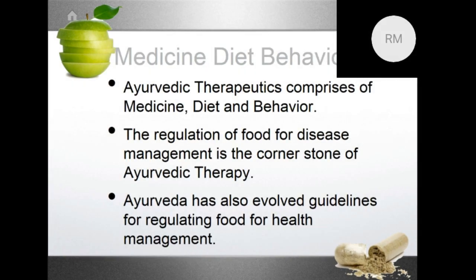So when Ayurveda gives treatment, it comprises of three things, that is medicine, diet, and behavior. So the regulation of food for disease management is the cornerstone of Ayurvedic therapy. So when Ayurveda talks about food and diet, it also talks about its medicinal properties. Although I want to emphasize again that medicine is another component. We can never say that Ayurvedic medicines are just glorified diets. Ayurvedic medicines are not glorified diets. Diet is a separate component.